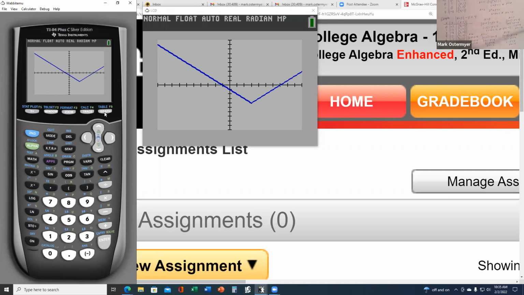Everybody getting that graph? Okay. So what we're doing is we're graphing equations manually by generating ordered pair solutions.